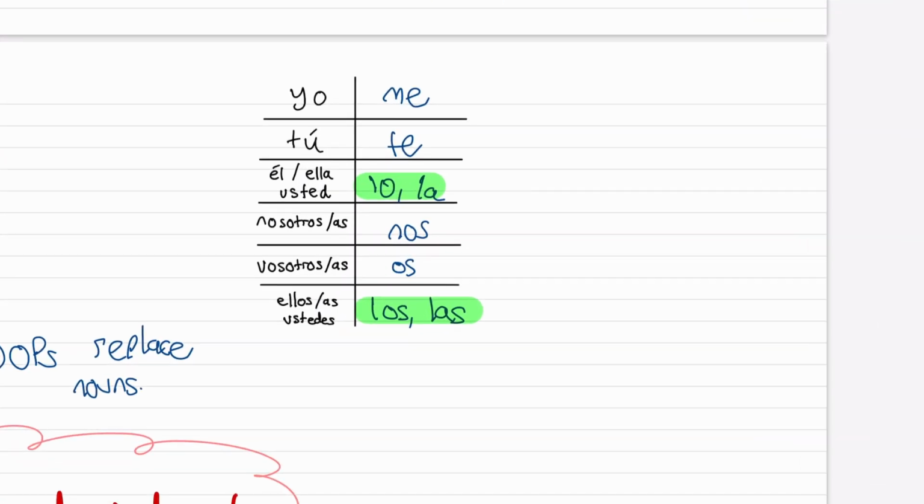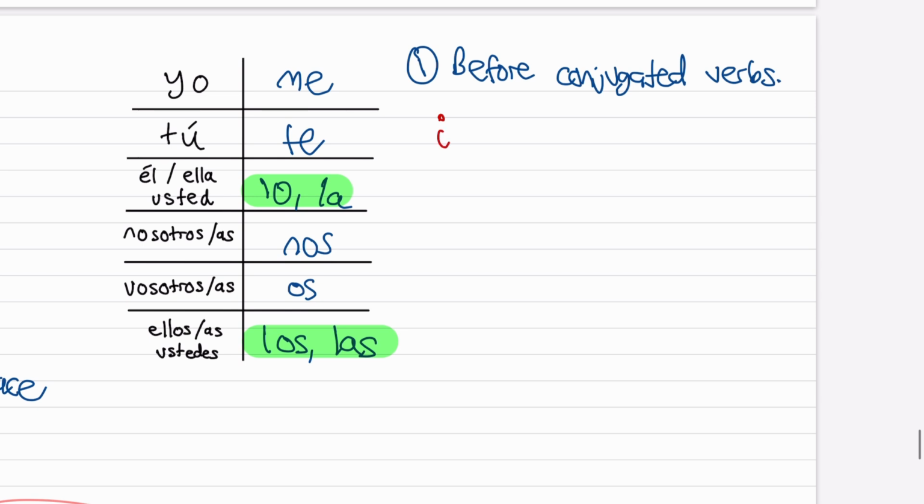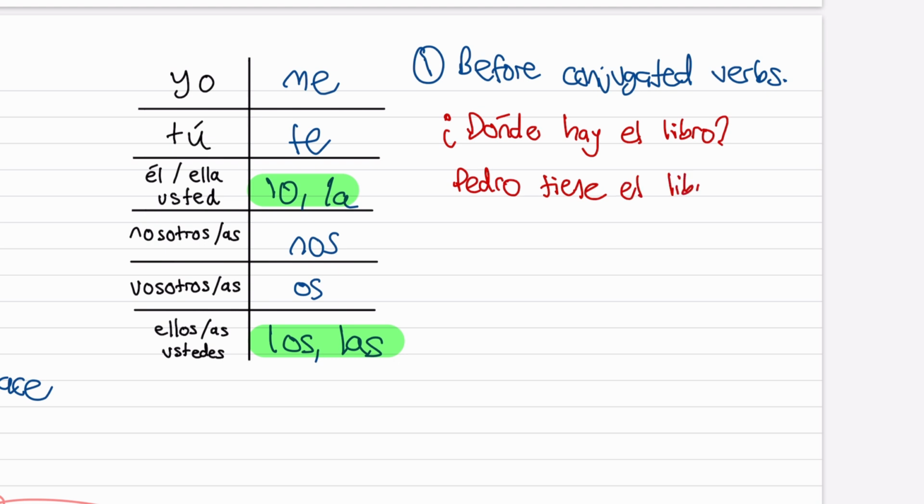So there's three places where these can go. Firstly is before conjugated verbs. And let's look at some examples. So let's imagine someone is asking, ¿Dónde hay el libro? So where is the book? So let's say there's some dialogue and someone's asking, where is the book? We can reply by saying, for example, Pedro, just being a character, Pedro tiene el libro. And that's correct, right? Pedro has the book.